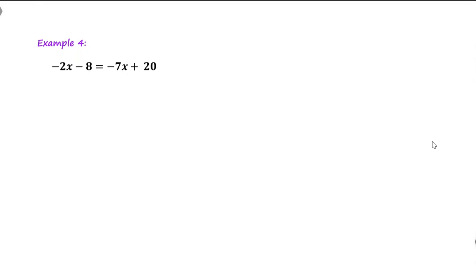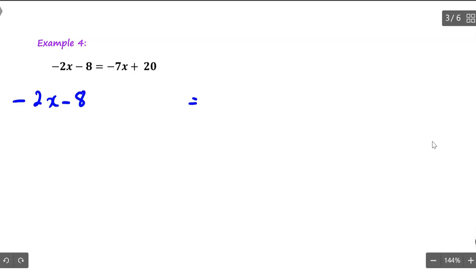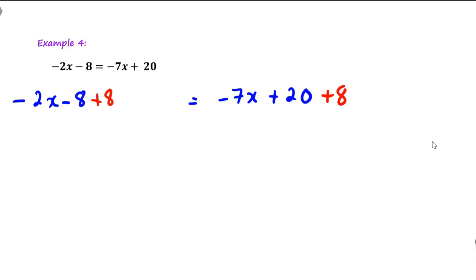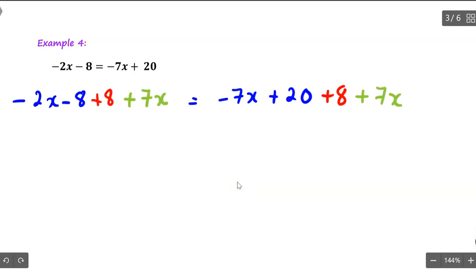I should have negative 2x subtract 8. So I write it to make sure that I perform the operation on both sides. So you see that this is subtract 8. I will plus 8, and I do plus 8 on this side. All right? Okay. And I want to have all the x over to the left-hand side of the equation. So somehow I have to get rid of that negative 7x. So I am going to add that with 7x. So then I do the same thing here. I add this with 7x.